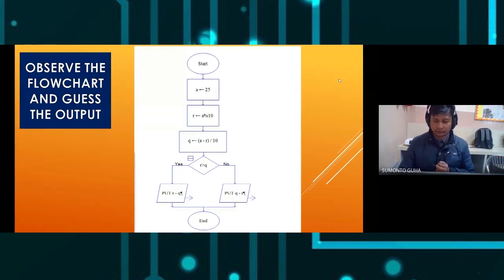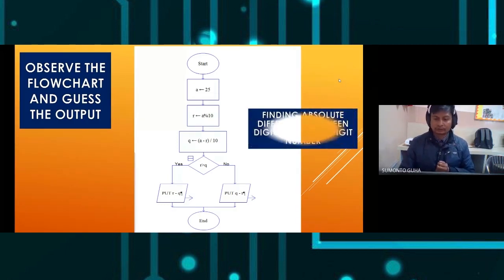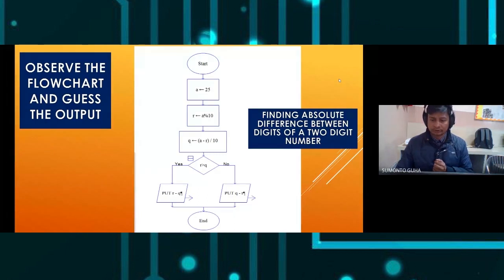So what is this flowchart actually doing? It is finding the absolute difference between the digits of a 2-digit number. A 2-digit number can be 10, 20, 30, 25. These are 2-digit numbers. Absolute difference means the difference without the negative sign. That's why it checks whether the remainder is greater than Q, then we display R minus Q. If the remainder is not greater than Q, then we display Q minus R.